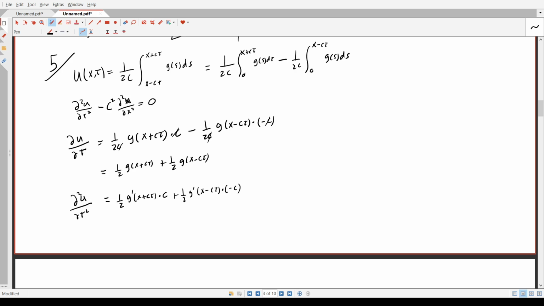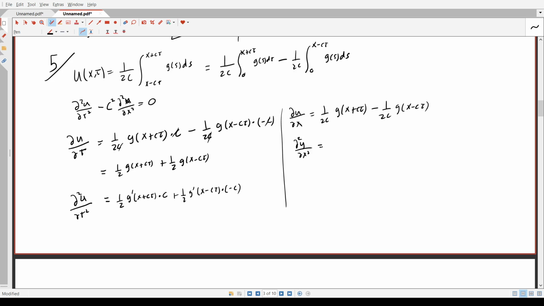That should be c squared. Okay, so I'll leave it like this, and let's start computing the x derivatives. du/dx is going to be 1 over 2c g of x plus ct. And then again, I need to multiply by the derivative, but that's just going to be 1. And then I have minus 1 over 2c g of x minus ct, and multiply that derivative. Again, the derivative with respect to x of what's on the inside is just 1. So this makes it quite simple.